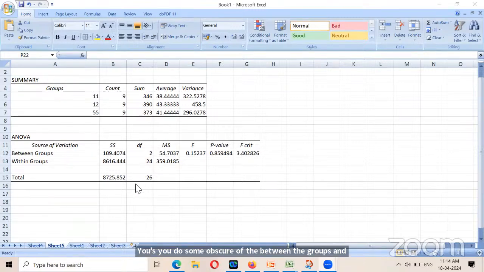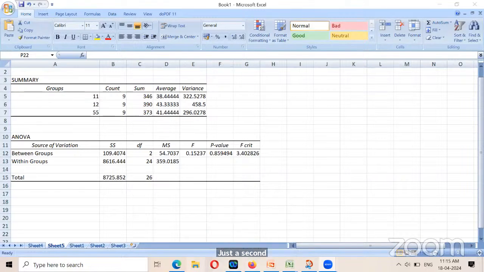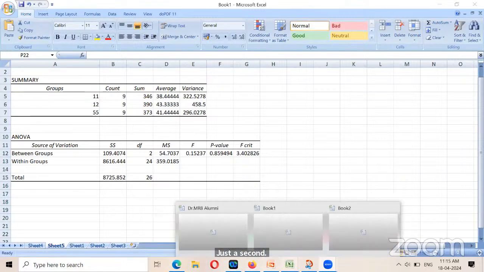Second is the DF, that is degrees of freedom. We'll see it later. The third column is the mean square. For each sum of squares taken, its mean is calculated. Then is the F factor. Then is the P value and the F critical value. What are these actual values? Okay, I'll open a file here. Just a second. I have opened a file for you here.